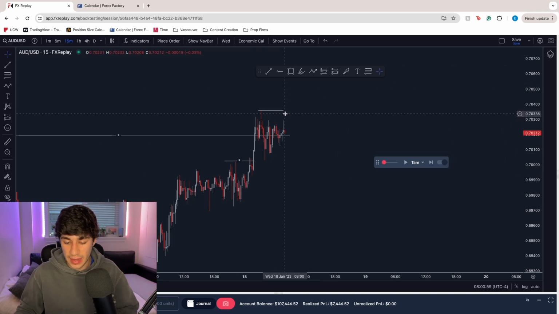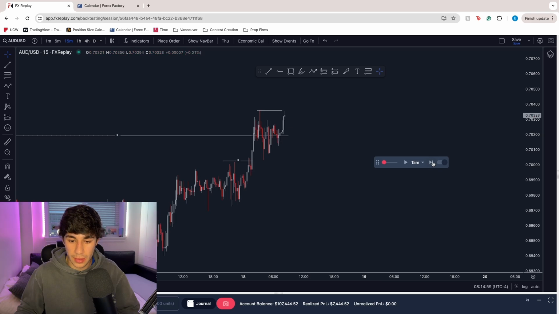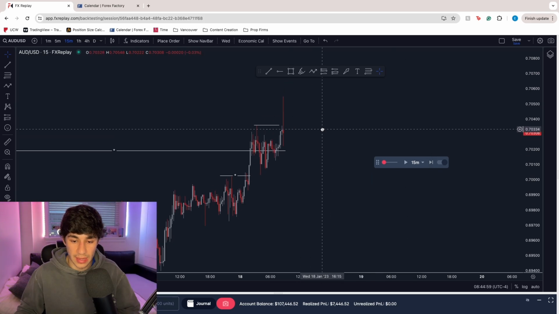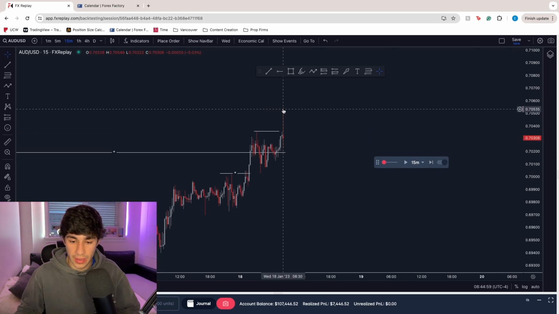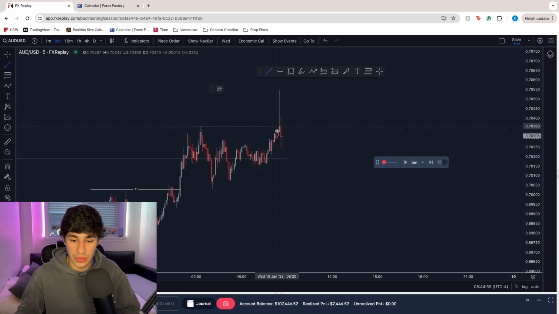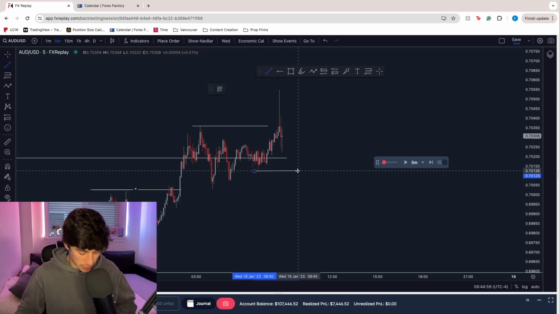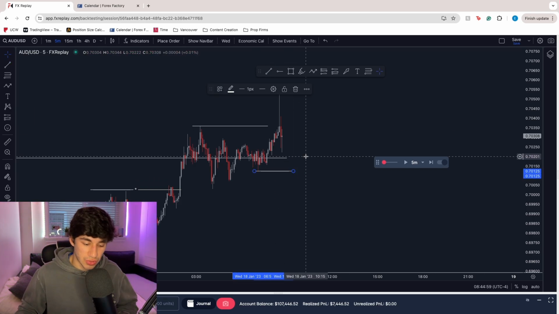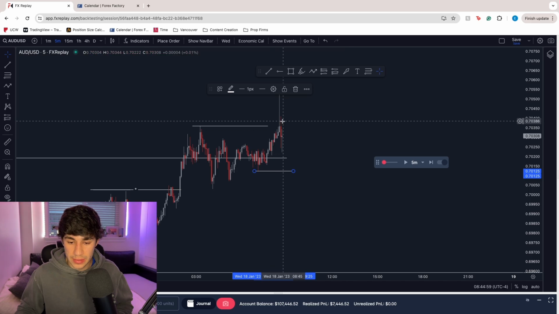So it's 8 a.m. New York time. Let's see. That happened perfectly. We can see that price wicked. So now I'm looking to see if price is able to break structure to the downside. So break this structure. This is the one I would like to see. So let's wait and see what happens. This happened on news, at 8:30. So 8:40. Let's see.